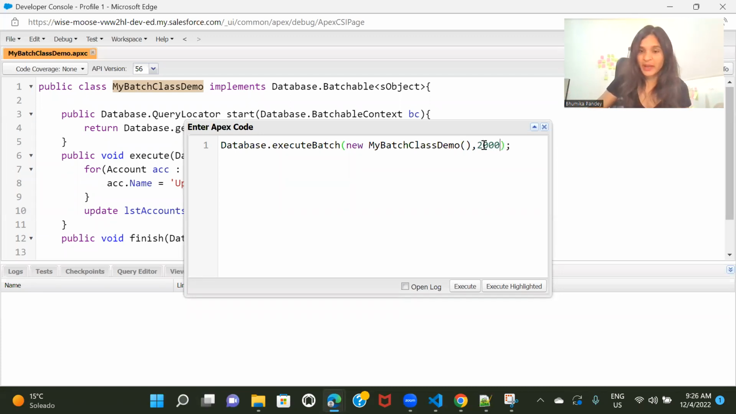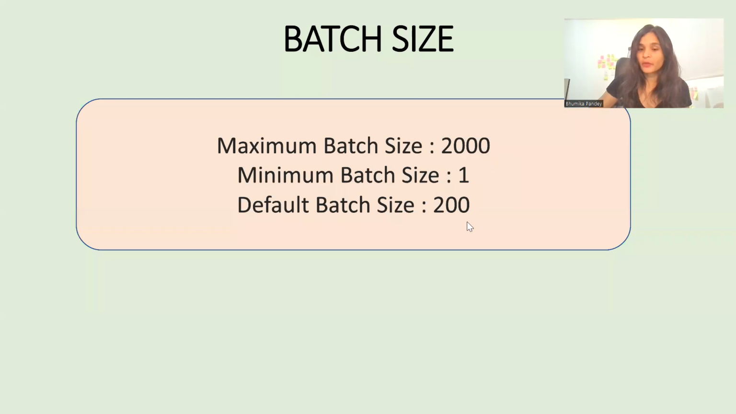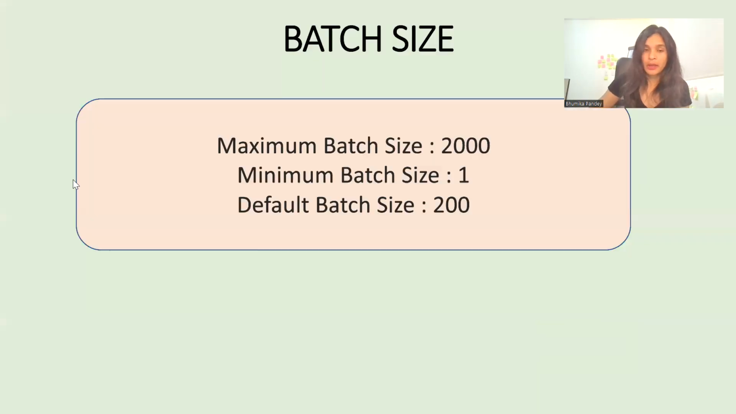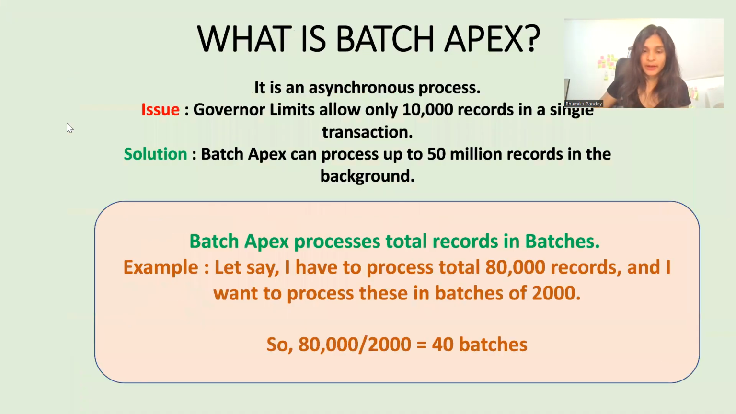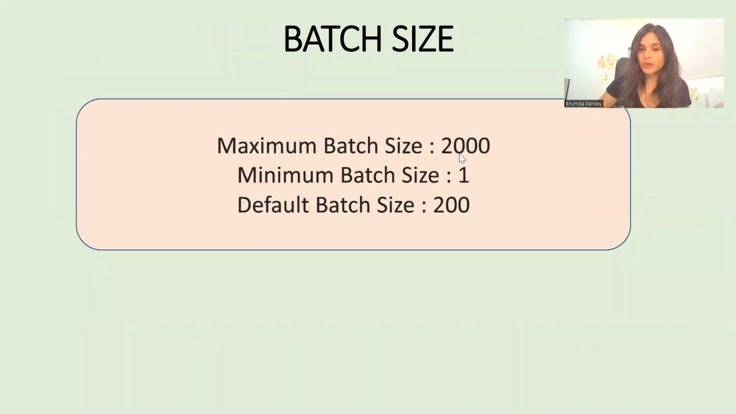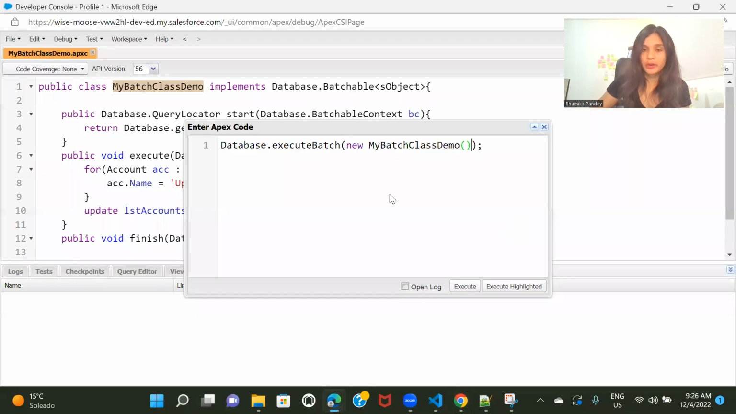So you can give the maximum batch size, and if you don't give a batch size, then by default it picks up a batch size of 200. So if I decide not to give a batch size, it is going to take the default of 200, and it will divide your 80,000 by 200. So there will be 400 batches formed. That is how the batch size works. So these three things: maximum is 2000, minimum is 1, and default, if you're not giving anything, is 200. I'm just going to give it as 2000.